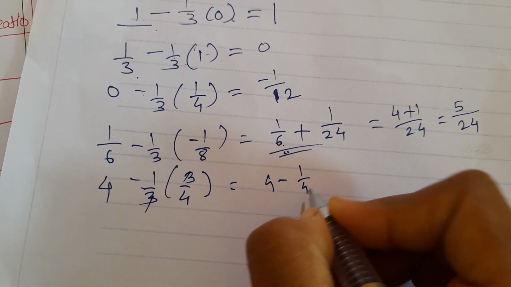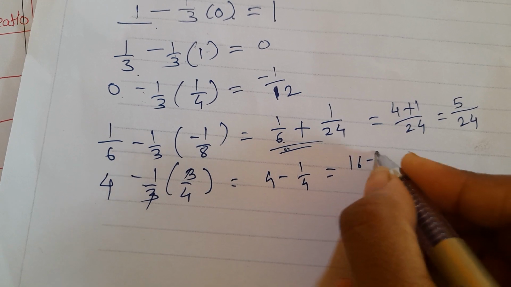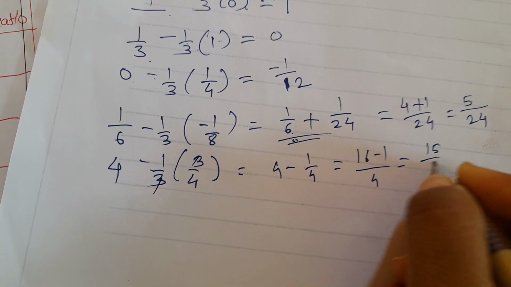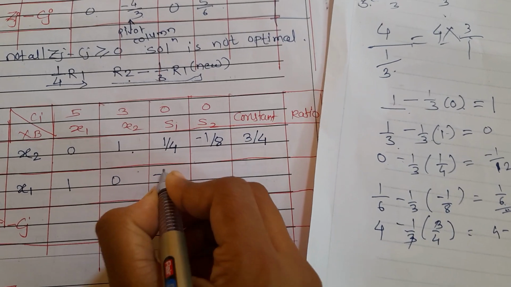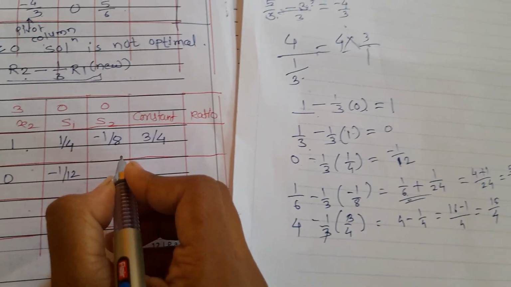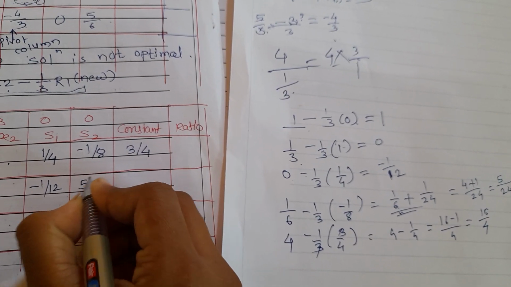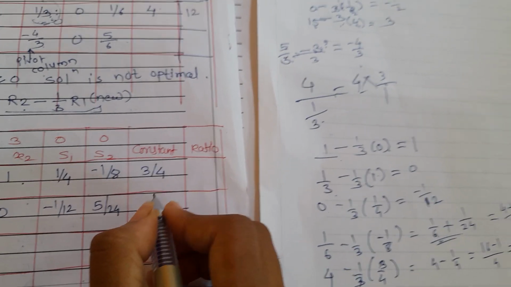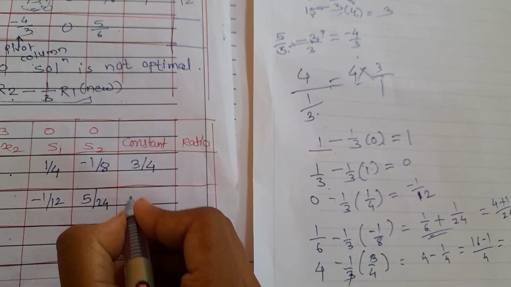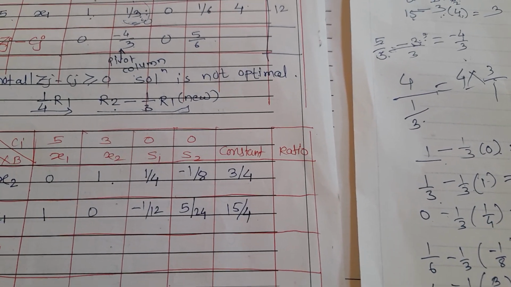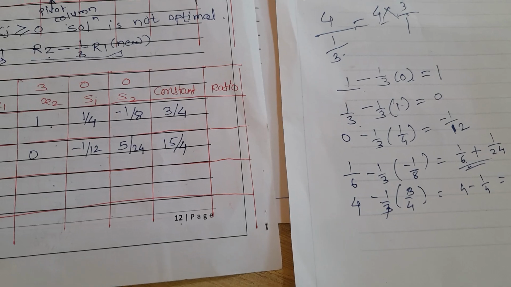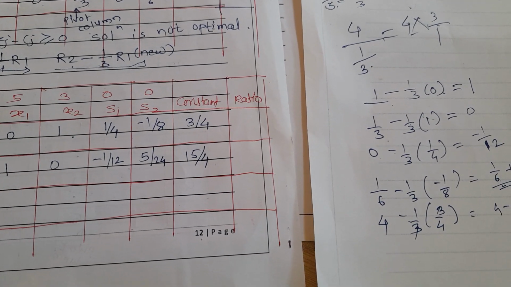Then 4 minus 1 by 4. 4 fours are 16 minus 1 by 4, that is 15 by 4. Therefore our second row is 1, 0, minus 1 by 12, 5 by 24, and 15 by 4. Okay, in that way our calculations are correct.